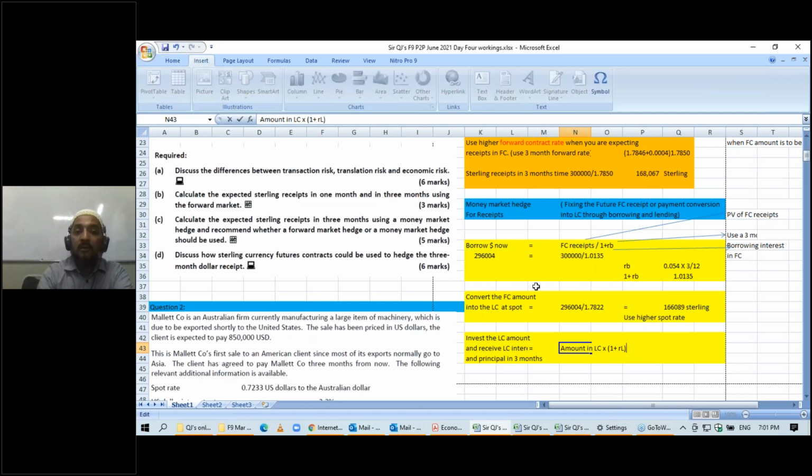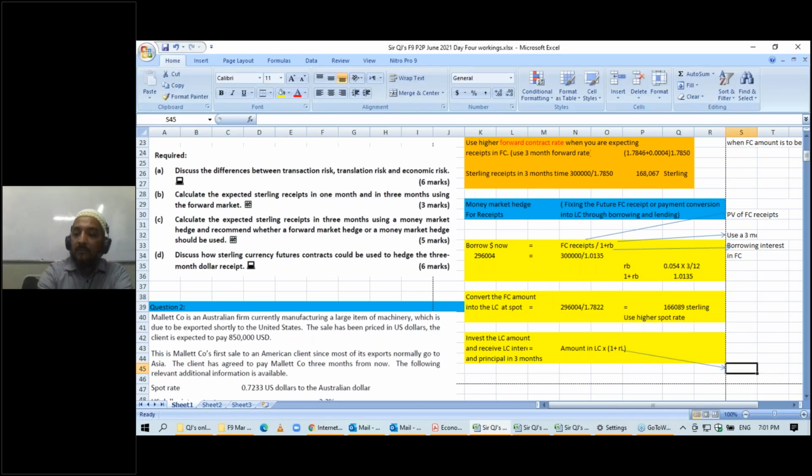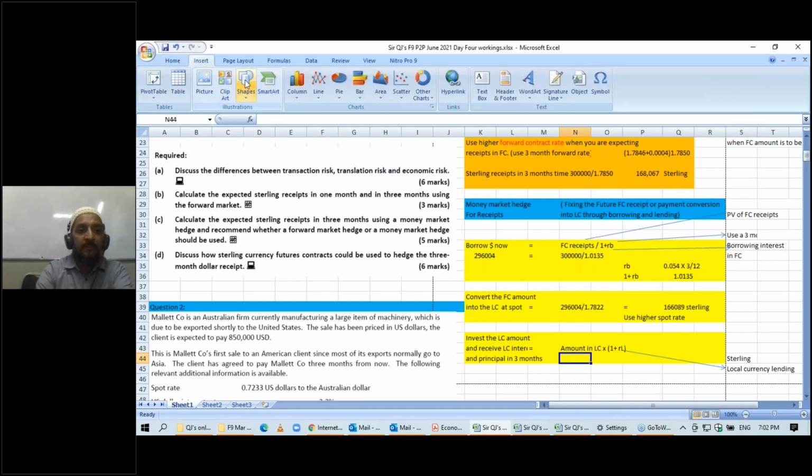Further, which rate, local currency lending rate or foreign currency? Simple. If you are borrowing local currency, use the local currency borrowing rate. If you are lending foreign currency, use the foreign currency rate. But over here we are lending local currency, so you will be using a local currency lending rate or investment rate, right? So you will be using a sterling local currency lending rate.